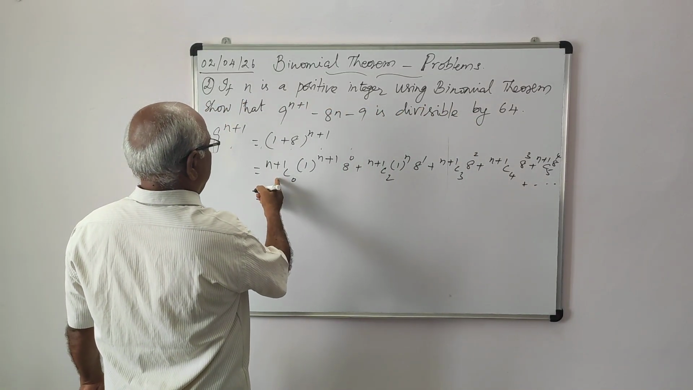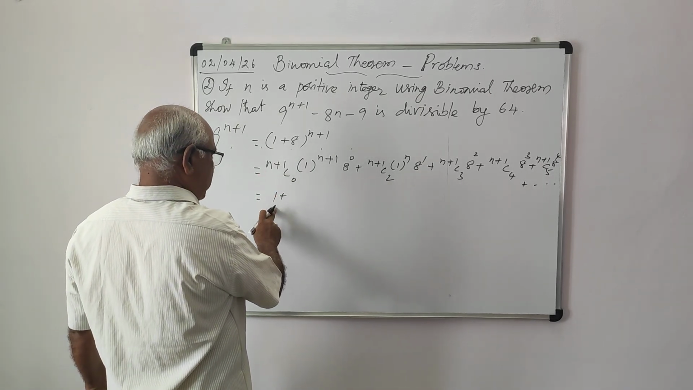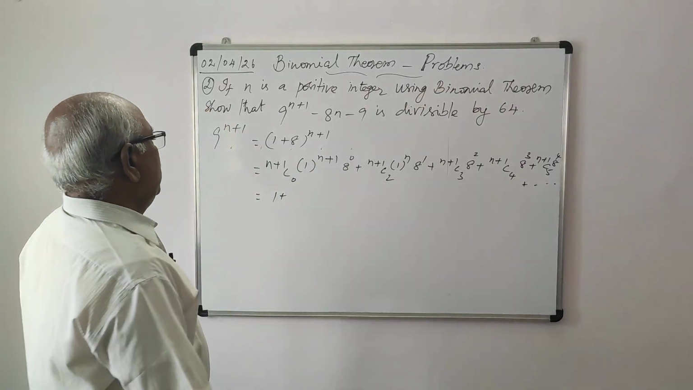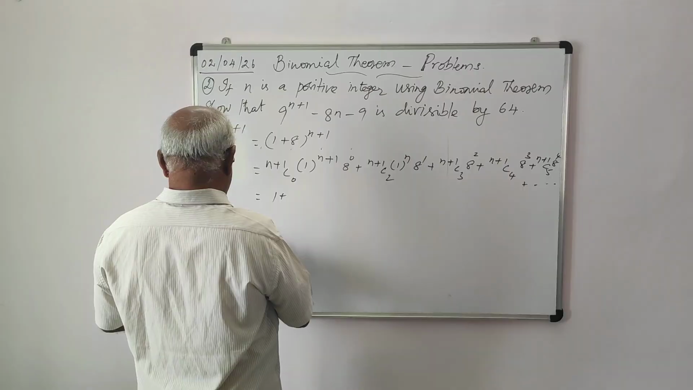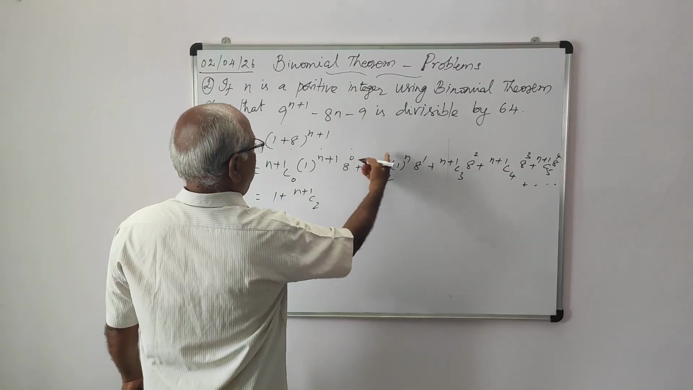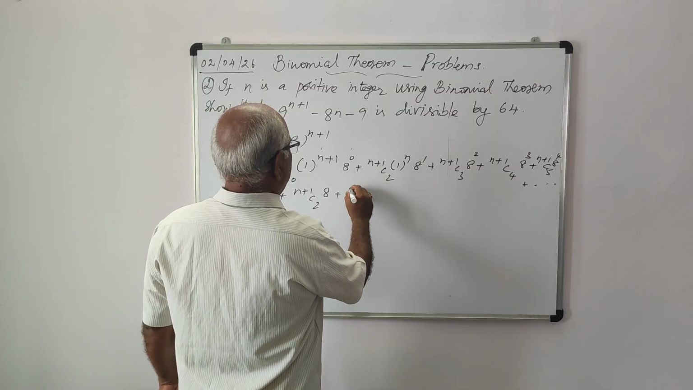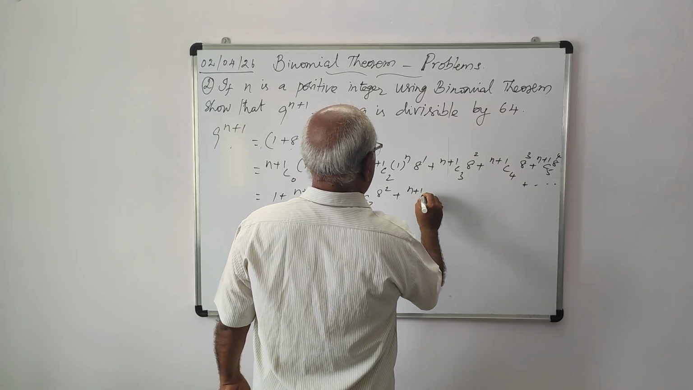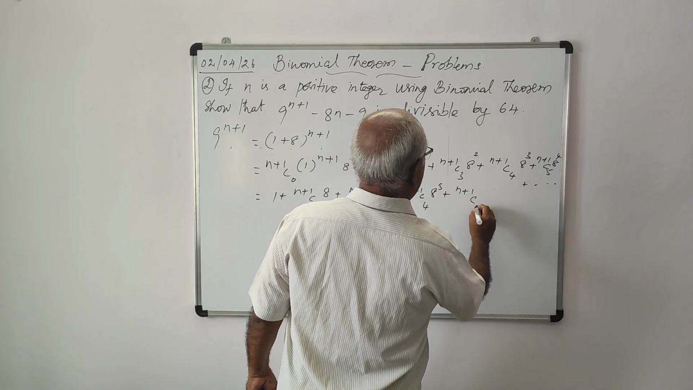அப்படி போயிட்டே இருக்கு. இப்போ n plus 1 C0 1, 1 power 1 is 1, 8 power 0 is 1, எல்லாமே 1, அதனால 1 தான். 1 power n plus 1 is also 1, 8 power 0 is 1, 1 into 1 into 1 is 1. n plus 1 C1 அப்படியே வச்சுங்க, ஒரு பிரச்சனை இல்லை. n plus 1 C1 into 8, plus n plus 1 C2 8 square, n plus 1 C3 8 cube, n plus 1 C4 8 power 4.